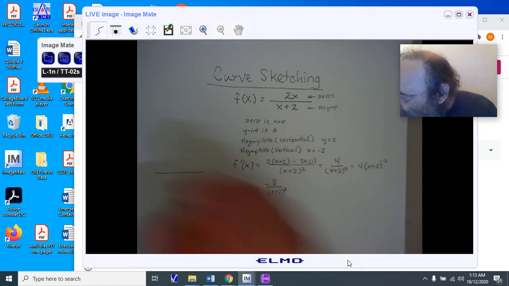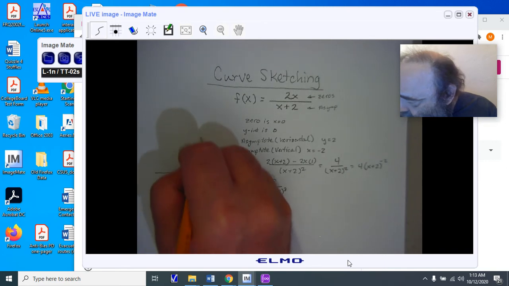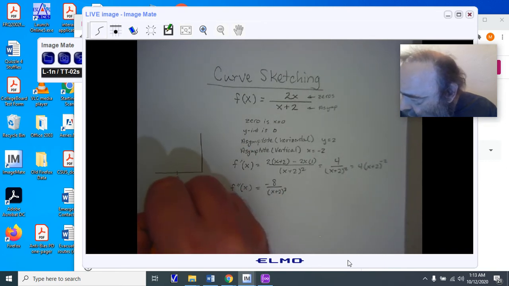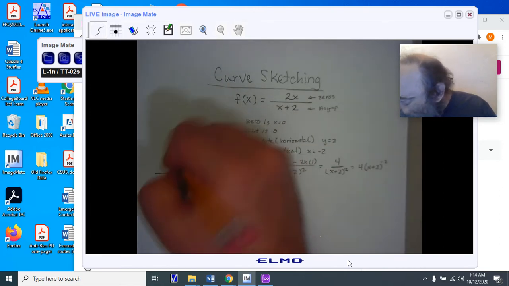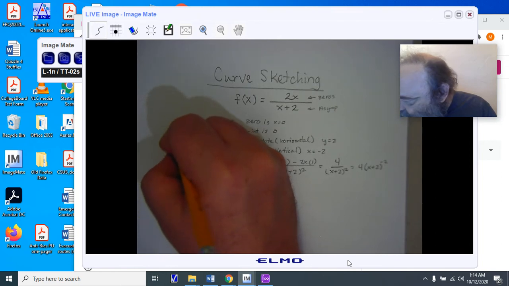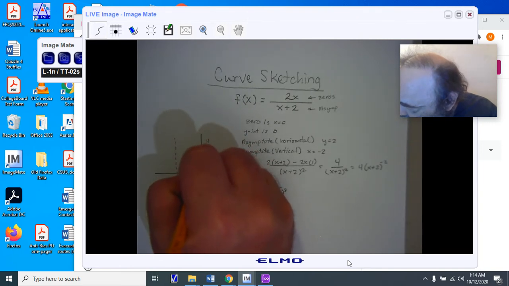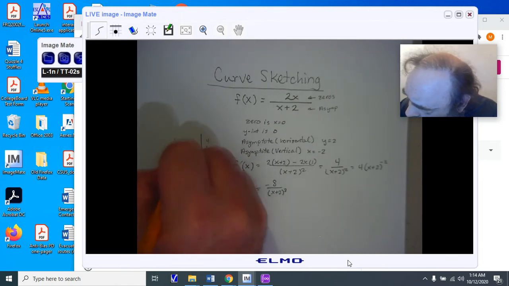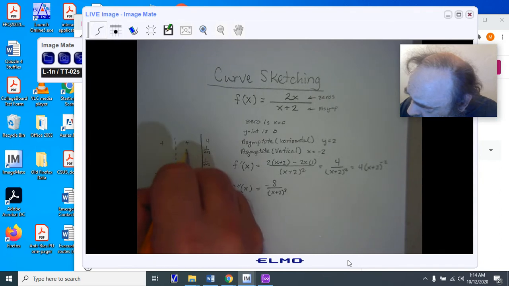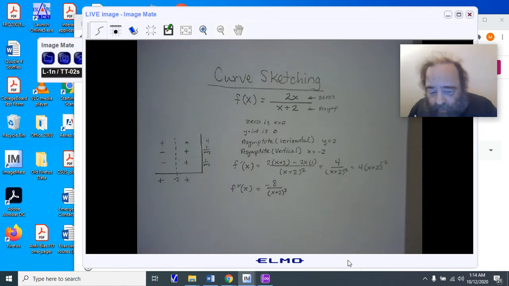You'll notice that my sign chart has only one value on it. That value is our only critical value, and the only critical value we have is where the function is undefined. Notice the function is undefined at x equals negative 2. Again, that's from our first derivative. And you'll notice that we have a positive 4. And we have 1 over x plus 2 and 1 over x plus 2. We have a positive, positive, as 4 does not change. We have a positive and a negative, positive and a negative. And lo and behold, my function is increasing over all intervals.